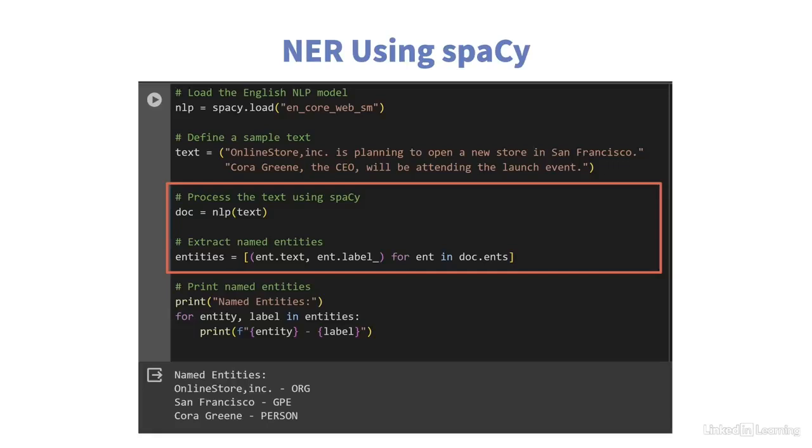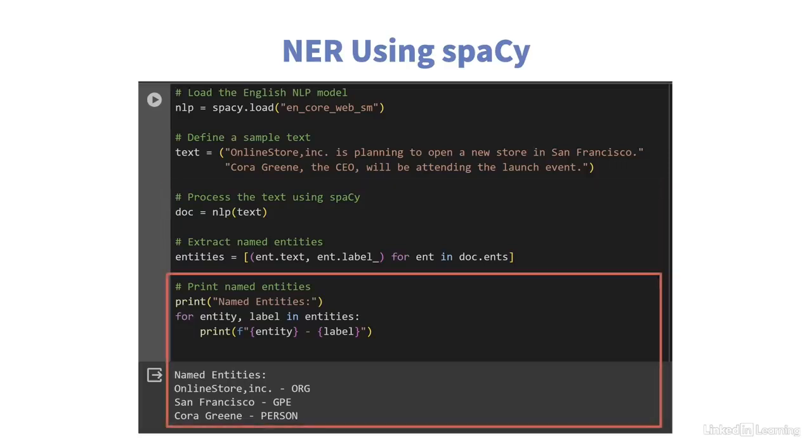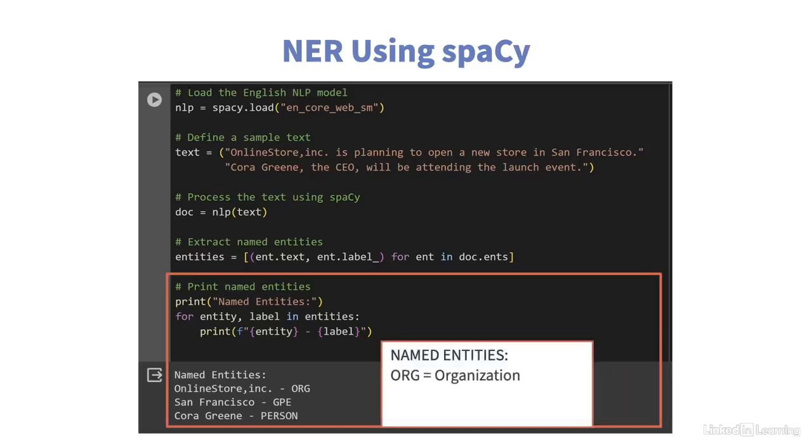Then extract the named entities. You want the text and you want the entities labeled. Here, you print the named entities for every entity it recognizes and labels. In spaCy, GPE stands for geopolitical entity. Geopolitical entities refer to locations that have a geopolitical context, such as countries, cities, and states.